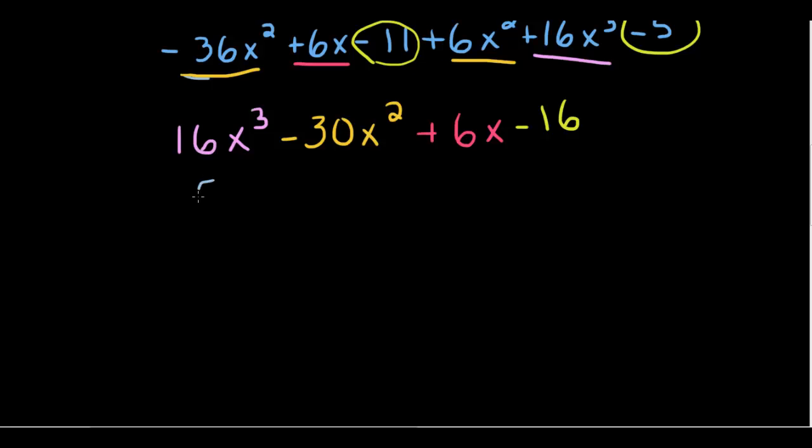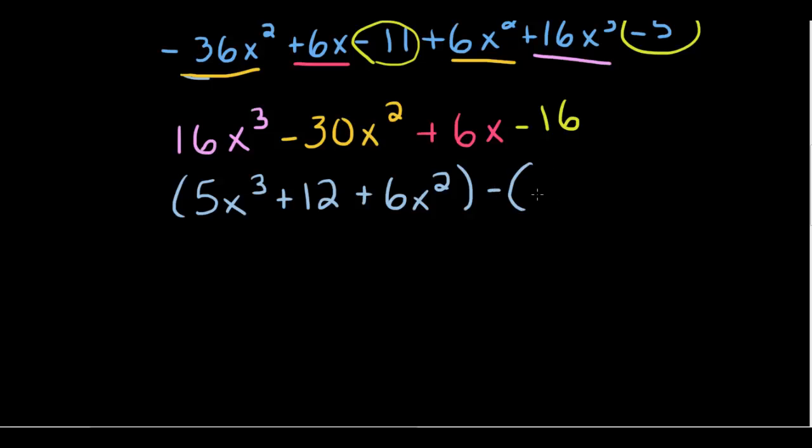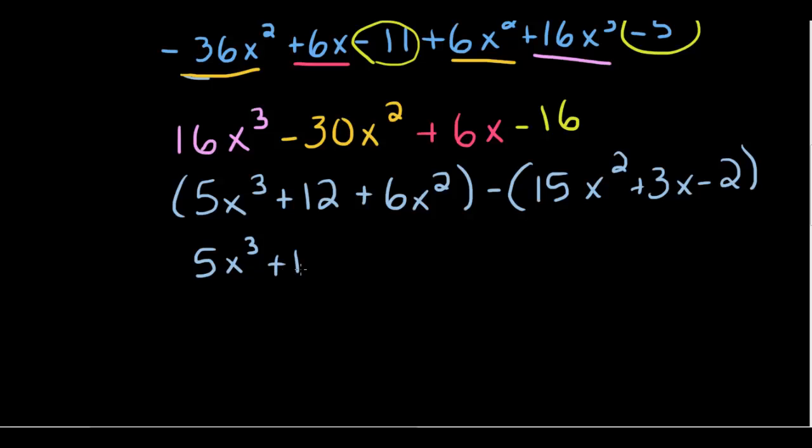Let's try 5x to the power of 3 plus 12 plus 6x squared minus 15x squared plus 3x minus 2. Again, the first thing is to get rid of the parentheses. So the first one, there is no problem because I don't have anything in front of this parentheses. Plus 12 plus 6x squared.